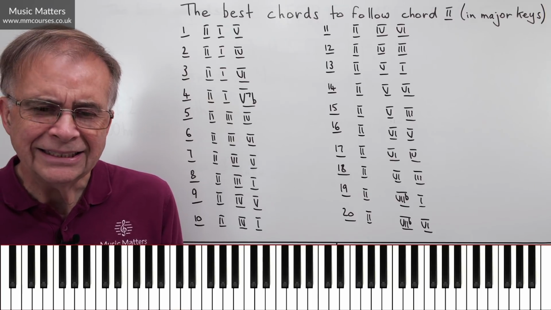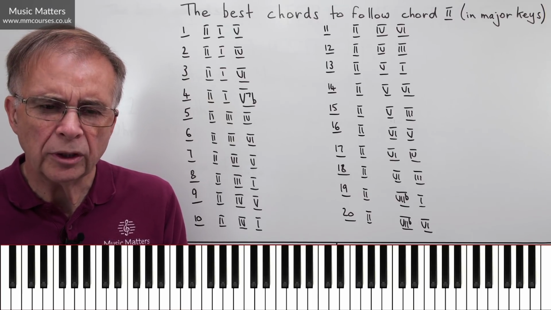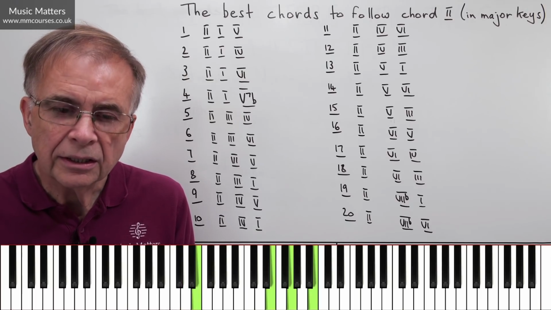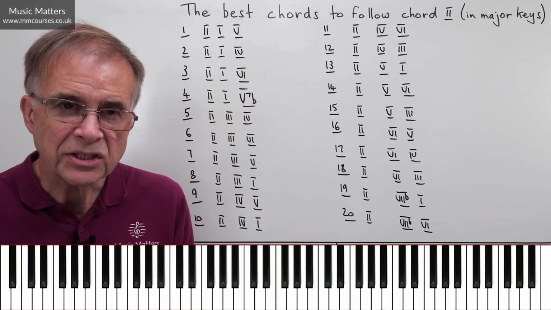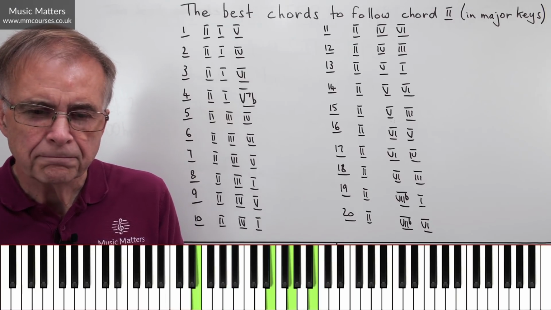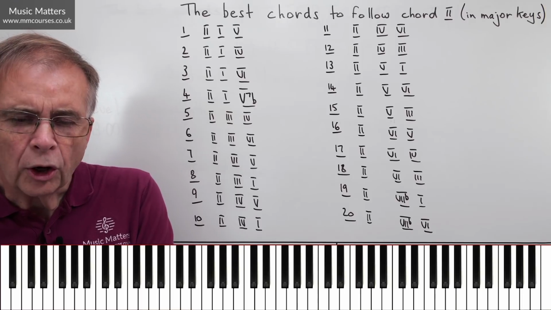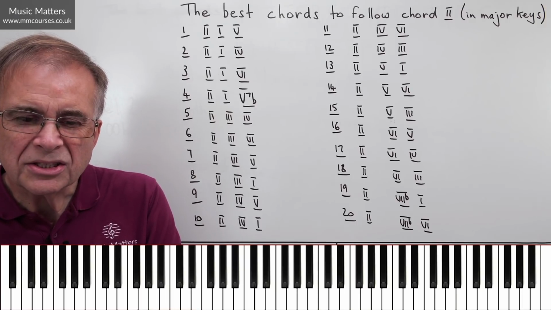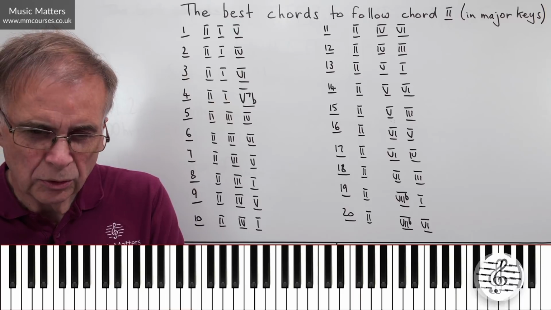Option number 18, finishing on 3. Well, what about this? 2 to 6 to 3. That's quite a nice one actually, isn't it? 2 to 6 to 3. And then what about this one? Option number 19, where we go 2 to 7b to 1.